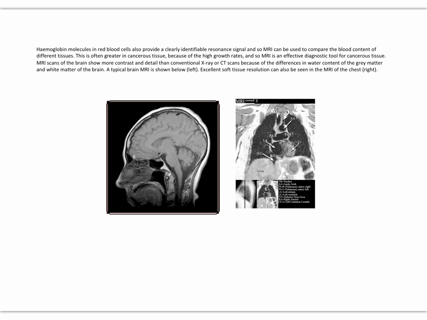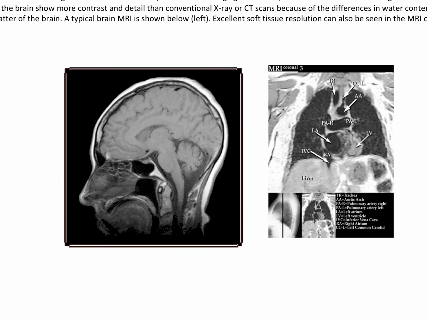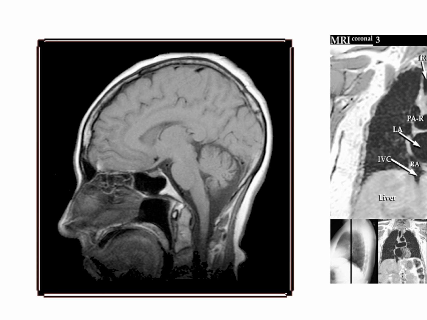So hemoglobin molecules can also provide that identifiable resonance. So it can be used to compare blood content of different tissues. And remember, cancerous tissues have more blood supply. The brain can show more contrast than in an X-ray. So these two images are MRI images, and you can see fantastic detail within the brain.